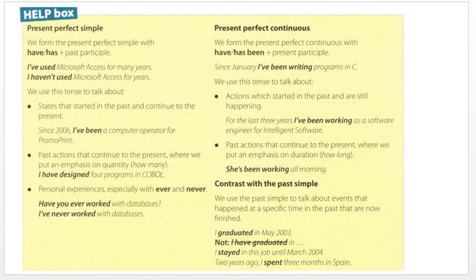Okay. In the present perfect continuous tense, we form it with have been or has been plus the present participle. Since January, I have been writing programs in C. We use this tense to talk about actions which started in the past and are still happening. For the last 3 years, I've been working as a software engineer for Intelligent Software. It means that my work is continuing right now.